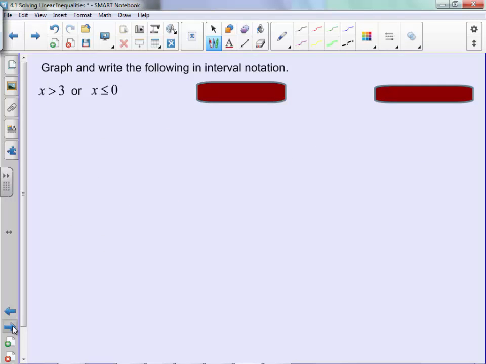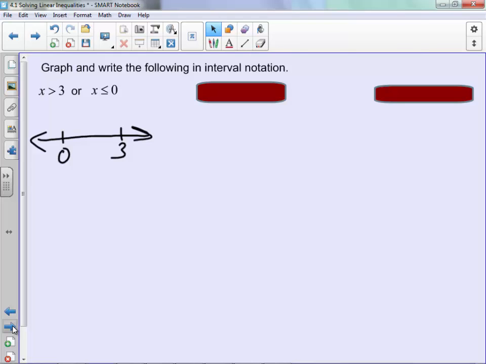So now we're going to look at or. And what or means is we can have 1 or 2 lines. So let's go ahead and get our number line going. We know we're going to have 0 and 3. When we graph x is greater than 3, so that's going to be going to the right. The second one to the left.